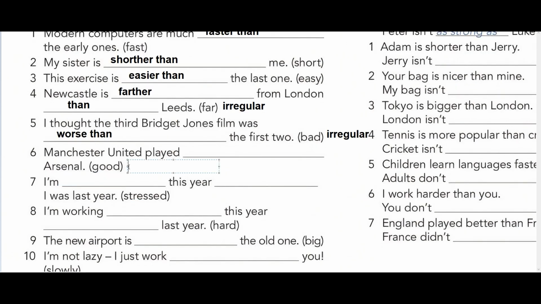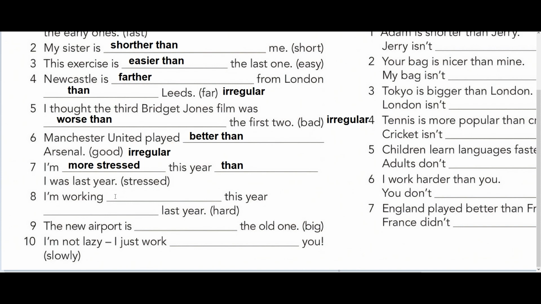Again, good. It's irregular. Manchester United played better than Arsenal. Here it's easy. Stressed, yeah. It's not irregular, so I'm more stressed. Remember that after adjectives that end with ed, we put just more. More stressed, something like that here. I'm more stressed this year than I was last year.